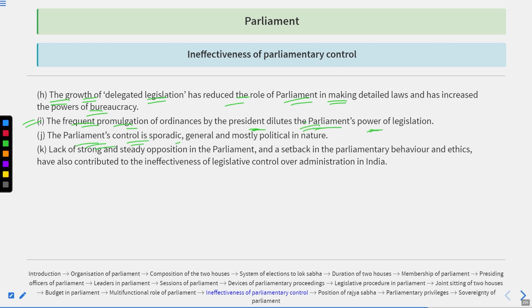Parliamentary control is sporadic, general, and mostly political in nature. Lack of a strong and steady opposition in parliament and a setback in parliamentary behavior and ethics also contribute to the ineffectiveness of legislative control over the administration in India.